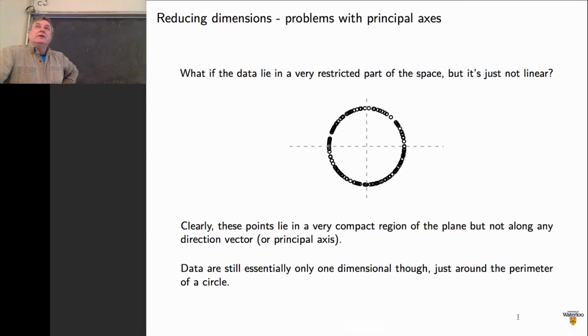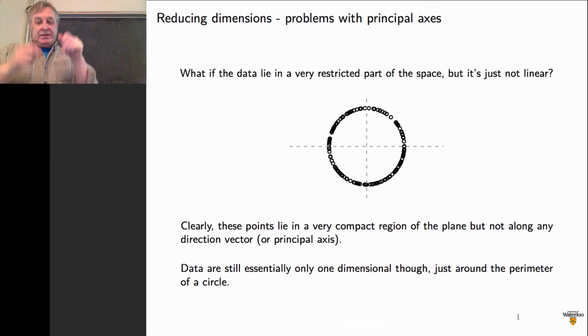Do they lie near any linear manifold, those points? Well, no. Any direction I look at, the sum of the squared projections is going to be roughly the same, depending on how they're distributed around that circle. But it sure is clear that they aren't occupying that whole two-dimensional plane. They're living in a smaller region, right?